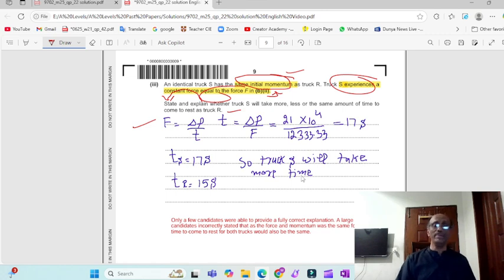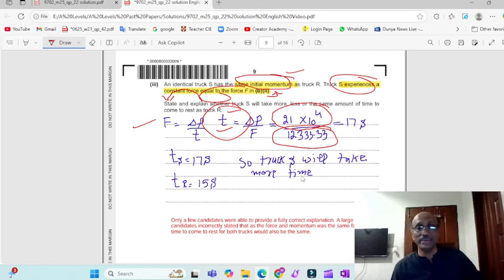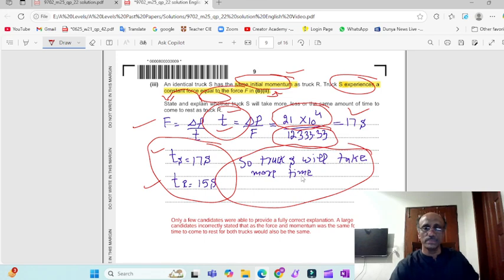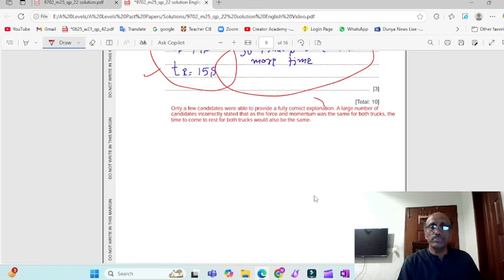So what I will do, I will apply the formula F equals delta P over T. Then, rearranging the formula, I will calculate the time. The initial momentum is the same. The force, he has shown that we will take the value of the force as we have calculated in B2. Then I will get 17 seconds. I will write down the two values for truck S and truck R. Then I will compare them. So what did you get? You got that the truck S will take more time in order to come to rest. So we have to give a full explanation. If you skip any comparison, if you write down the answer directly, you will not get your marks. You have to explain.